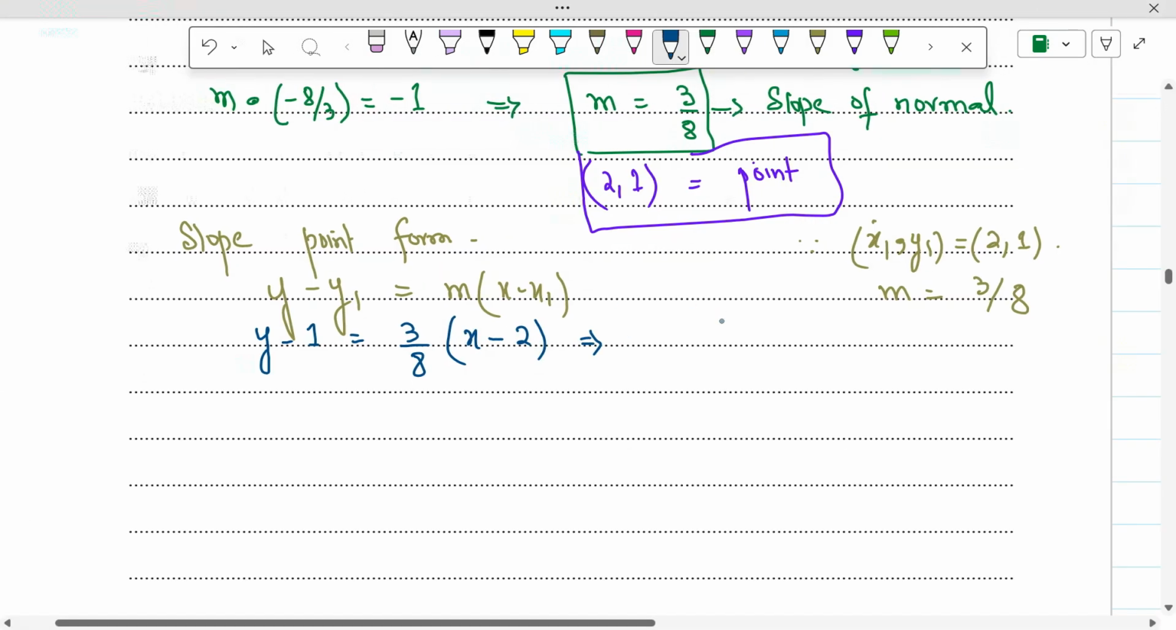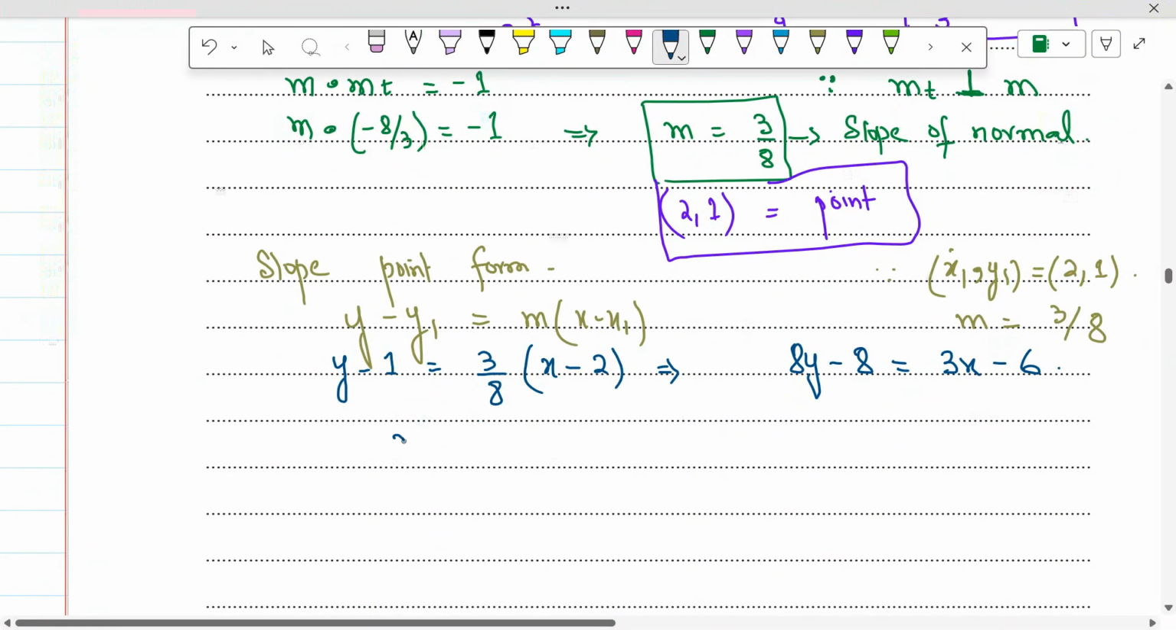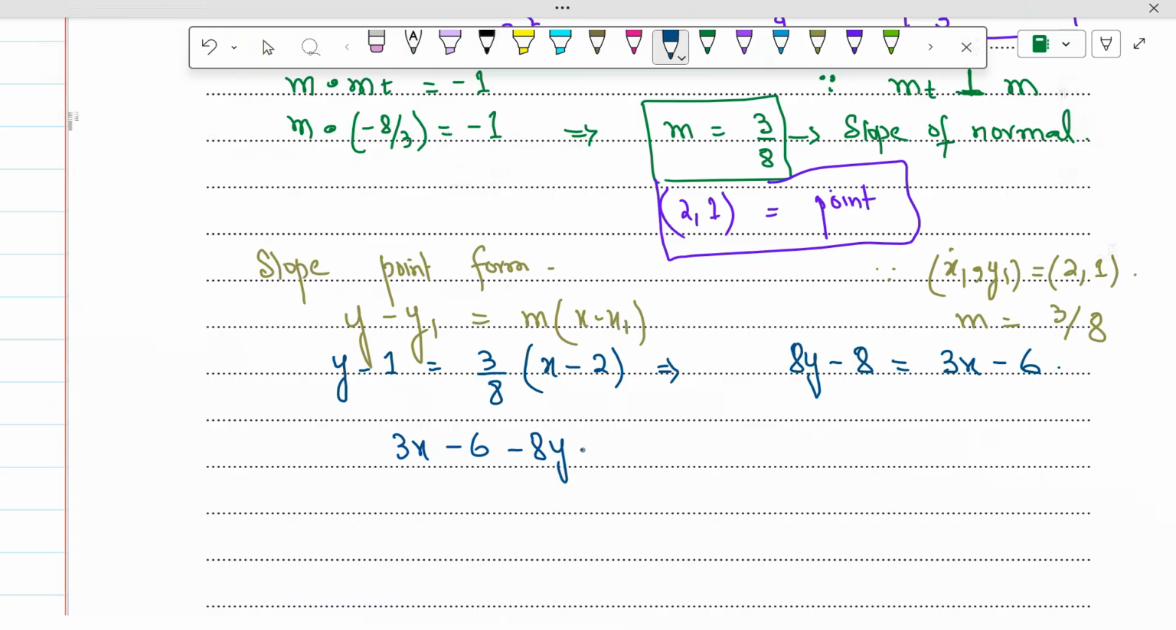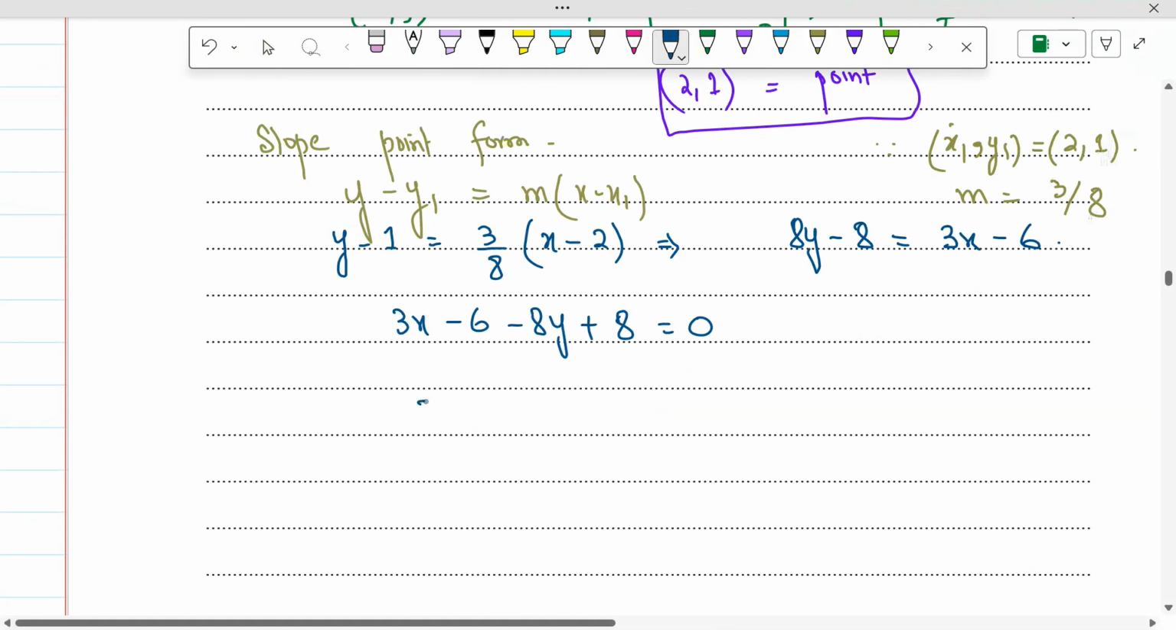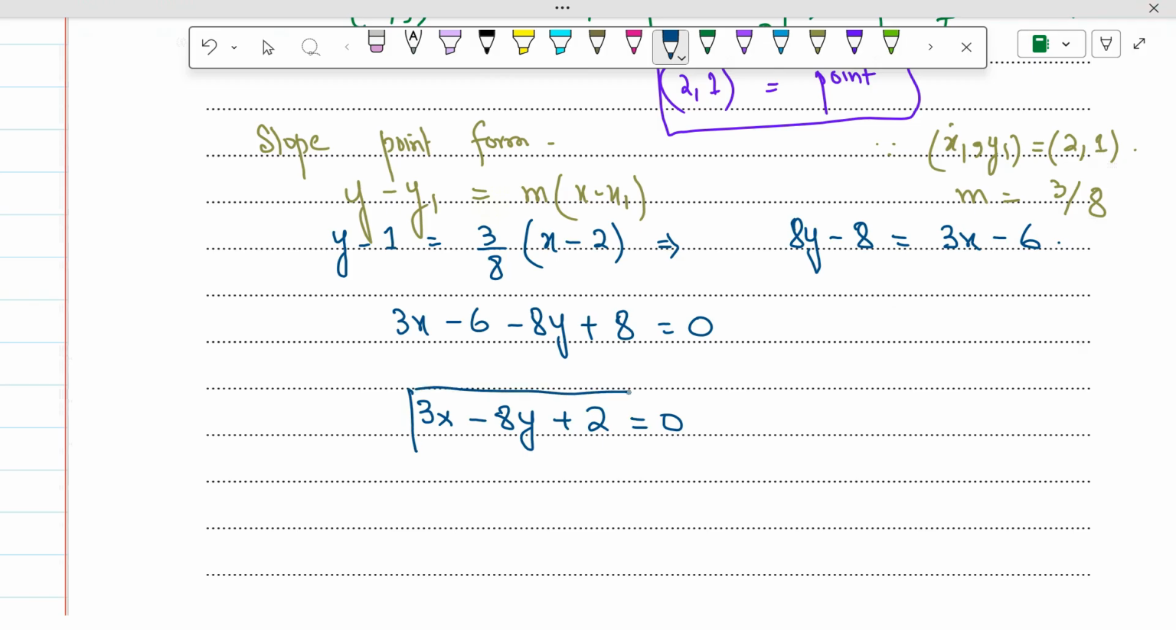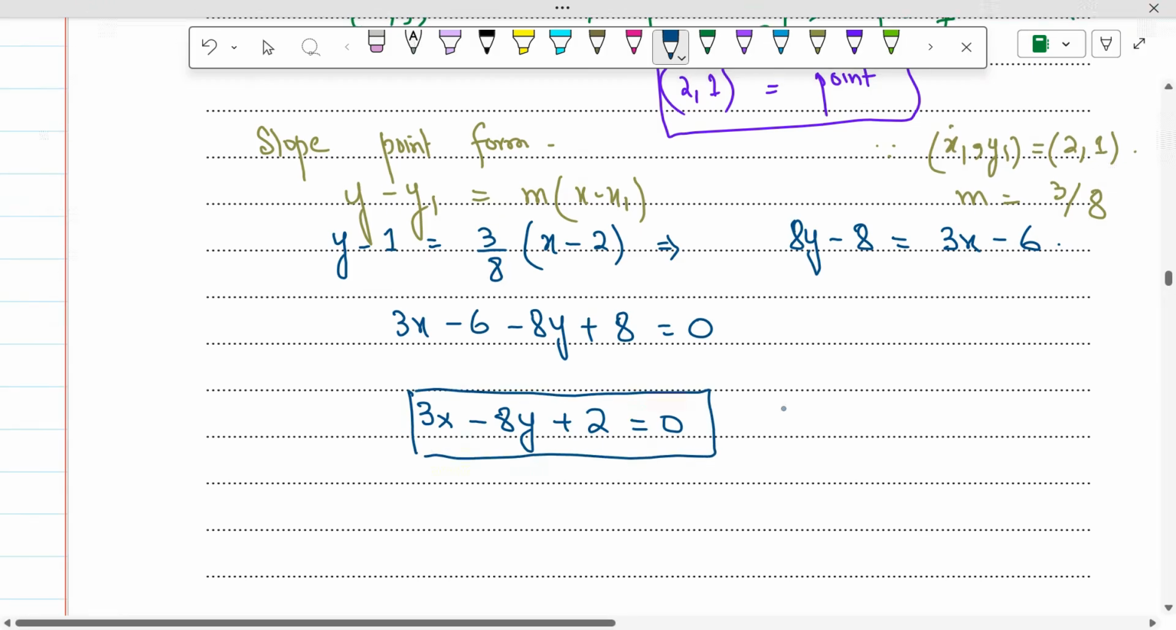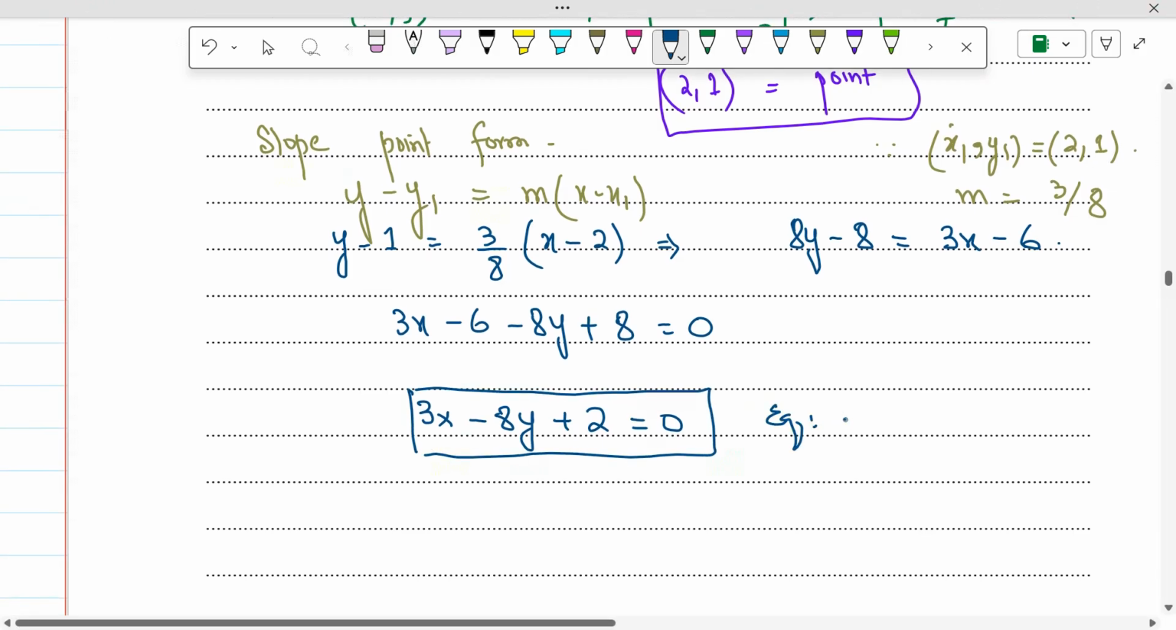By cross multiplying, we have 8y minus 8 equals 3x minus 6. When we switch these terms to the right side, it will be negative 8y plus 8 equal to 0. So we will have 3x minus 8y minus 6 plus 8, which is plus 2, equal to 0. So this is the required equation of the normal.